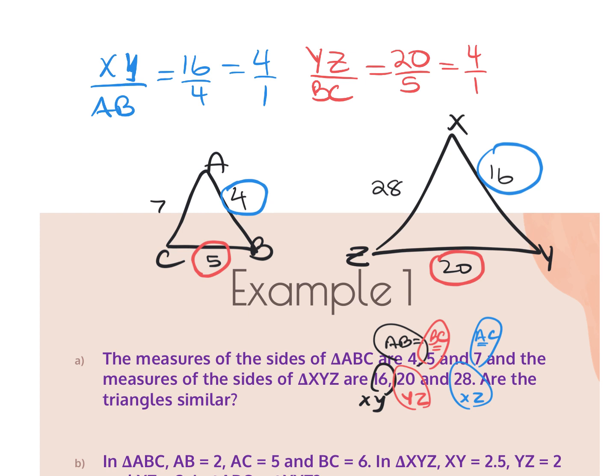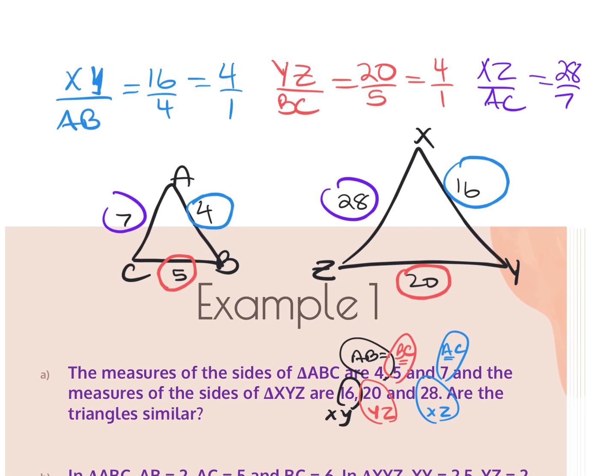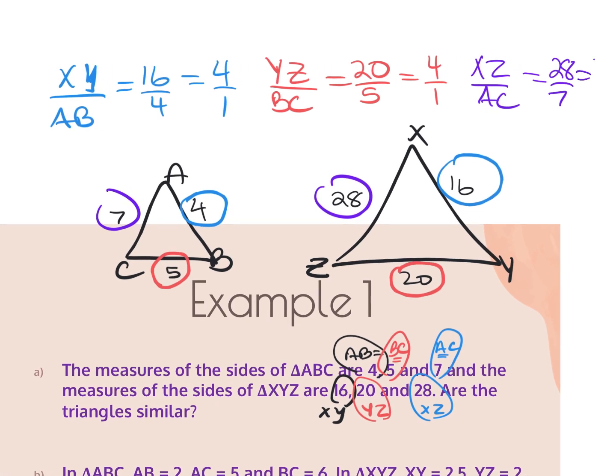And then lastly, the biggest number with the biggest number here. So I can say that XZ is proportional to AC, 28 to 7. Divide them both by 4, and it also simplifies 4 to 1. So because all 3 sides simplify to the same ratio, I can say that yes, these 2 triangles are similar using side, side, side.